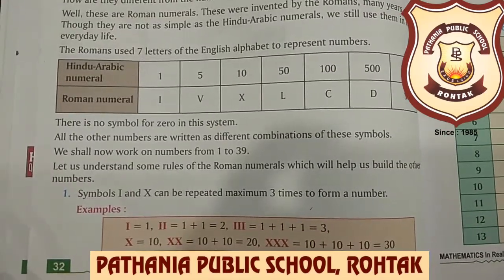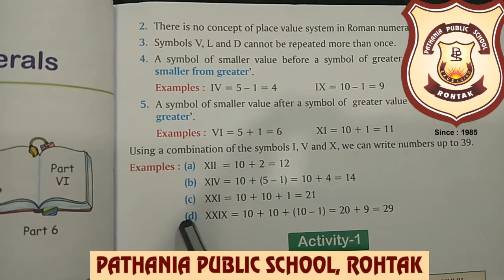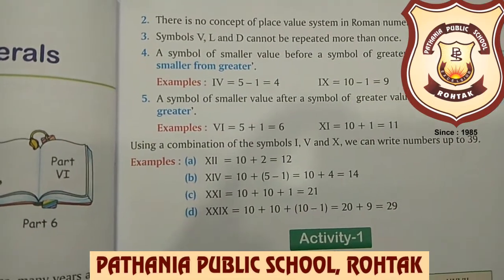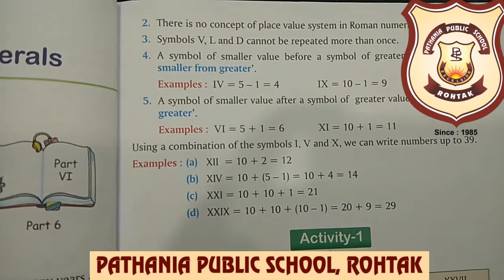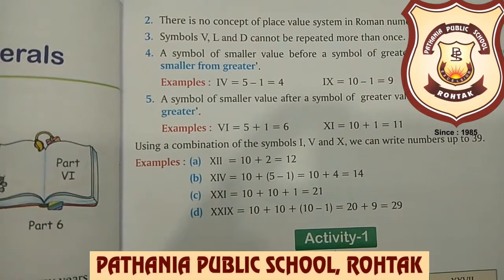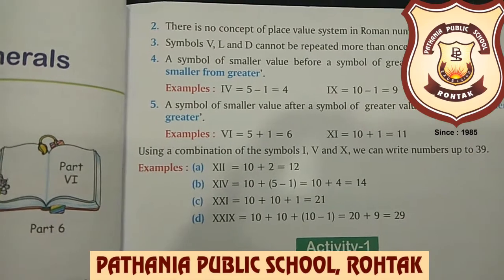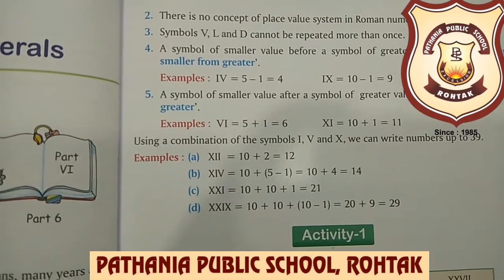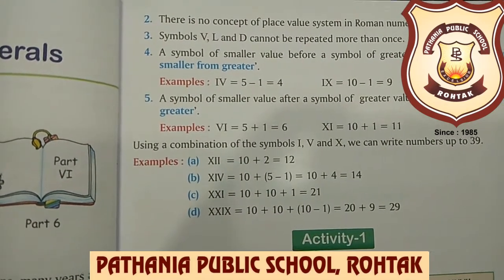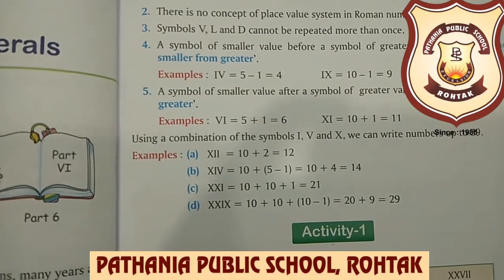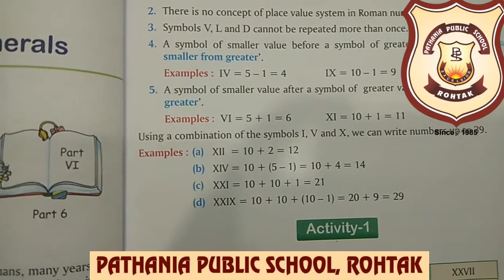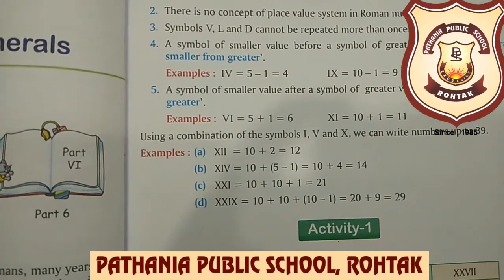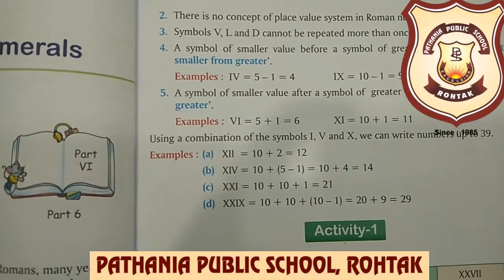Now our second rule is: there is no concept of place value system in the Roman numeral system. Yes beta, in Roman numerals there is no concept of place value. Rule 3: Symbols V, L and D cannot be repeated more than once. Beta, we have just studied in rule 1 that symbols I and X can be repeated up to 3 times. Yes, it is true. But symbols V, L and D cannot be repeated more than once. These 3 symbols can be written once only.